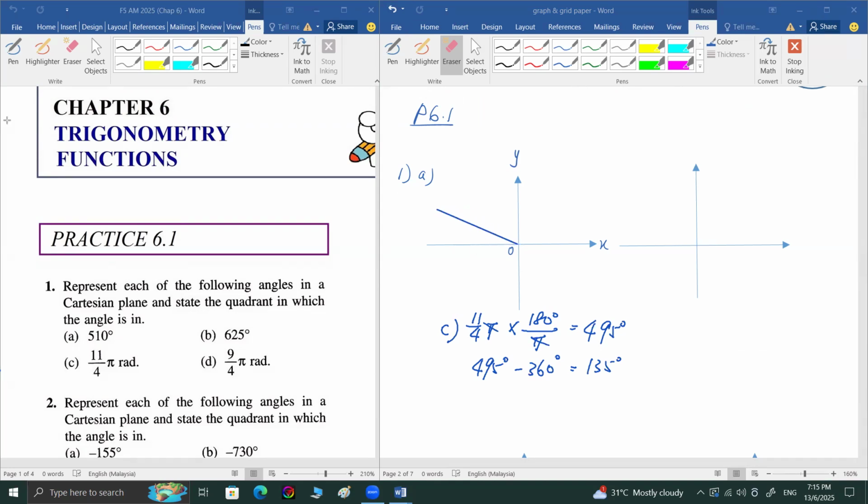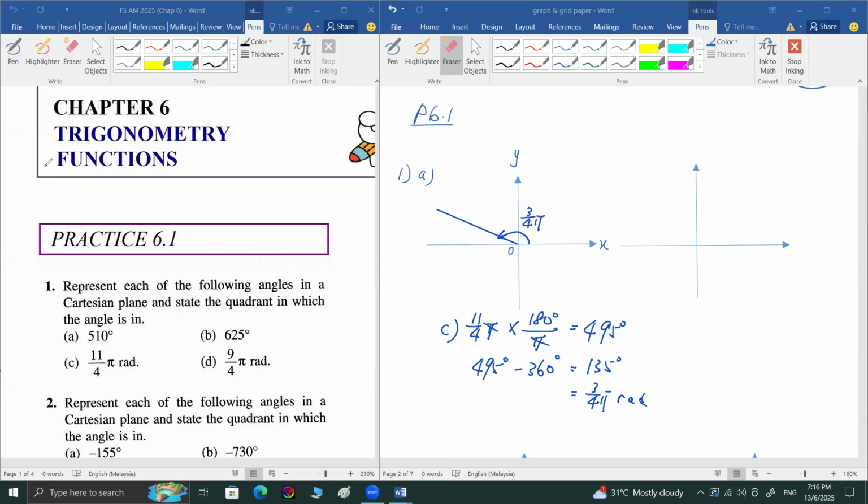135, second quadrant. But when you write, you don't write 135, class. Why? Because it is given in radian, you have to change the 135 back. You times pi per 180. You get 3 per 4 pi. So 3 per 4 pi here.